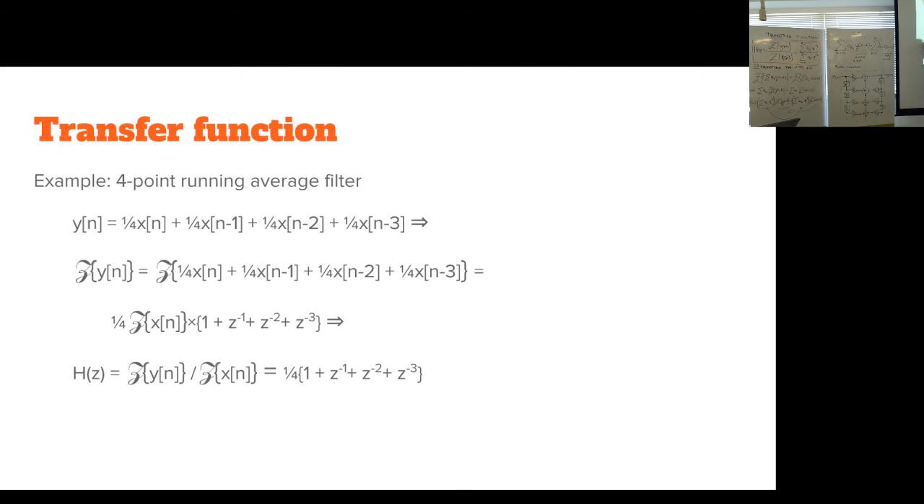So basically the transfer function is that one here. We have B0, B1, B2, B3, and then we have the delay terms: delay of 0, delay of 1. So this is actually z to the power of 0, right? Then z to the minus 1, z to the minus 2, z to the minus 3. That's exactly the same coefficients in the transfer function as we have in the difference equation.